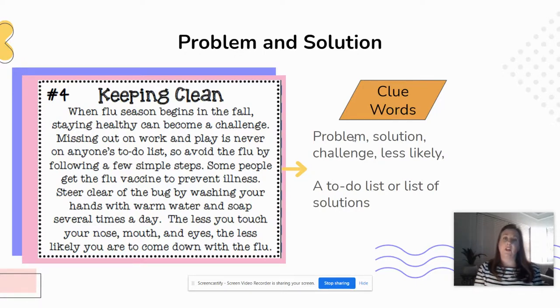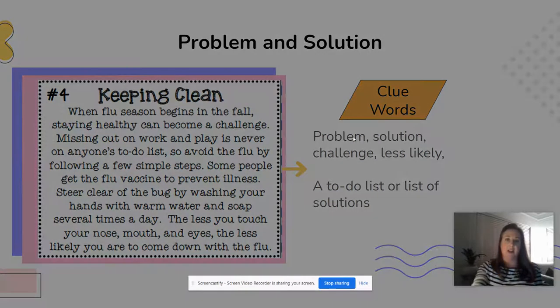All right, so with this particular text, we see that there's a problem. It's how to keep yourself from getting the flu. And it gives some examples of what you can do to solve that problem. So in there, we have examples or some steps that we can follow. You can get the flu vaccine. You can wash your hands with warm water and soap, or you can just make sure you keep your hands away from your nose and your mouth and eyes. So we have that list. So that is how we know that this is problem and solution. Okay, so let's look at our next example.